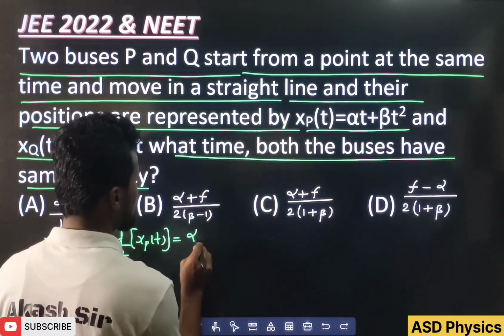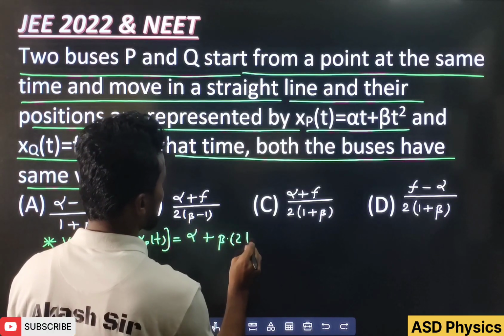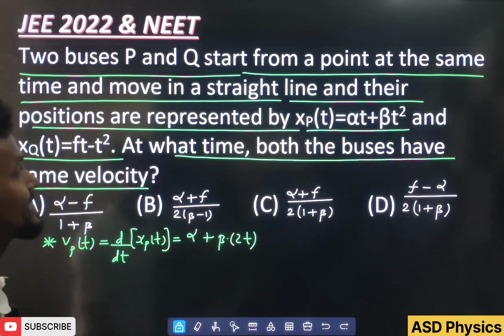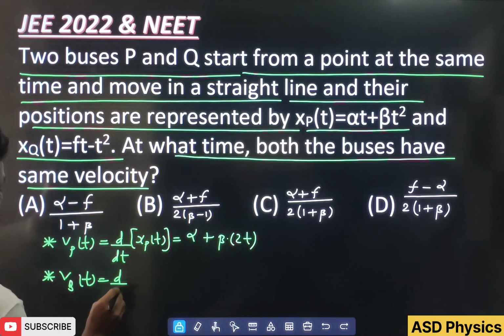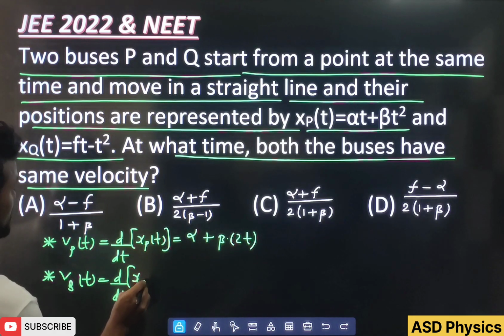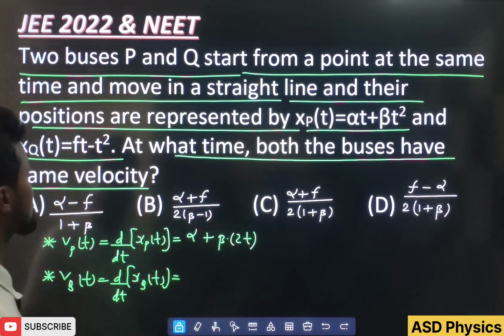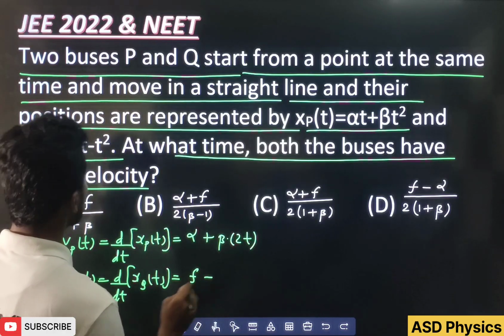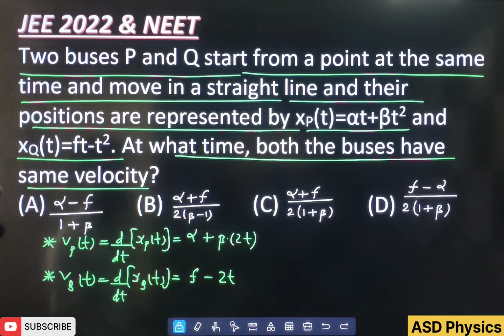When you differentiate, it will come as alpha plus beta into 2t. You are very intelligent, you can directly think. Similarly, the velocity of Q is d by dt of x_Q(t). So here f t minus t square, and the differentiation of t square is 2t. So we have got Vp, and we have got Vq.